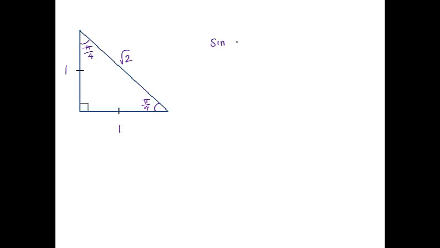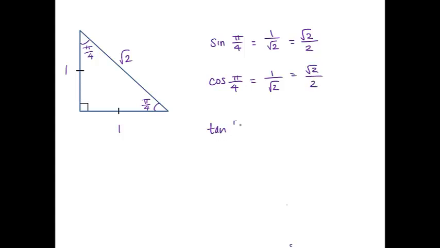So the sine of pi over 4, and you can use either angle here, is going to be equal to the opposite over the hypotenuse, or 1 over root 2. If I rationalize that, that becomes root 2 over 2. The cos of pi over 4 is the adjacent over the hypotenuse. It's also 1 over root 2, or root 2 over 2. And the tan of pi over 4 is equal to the opposite over the adjacent, which is just 1. Okay, so there are some exact values there.